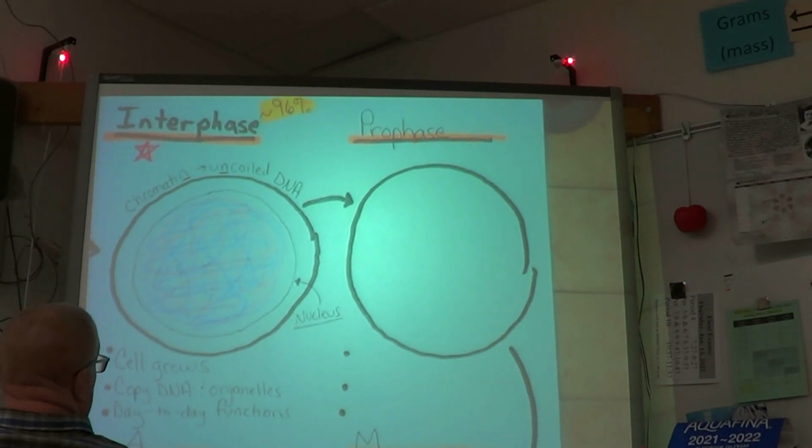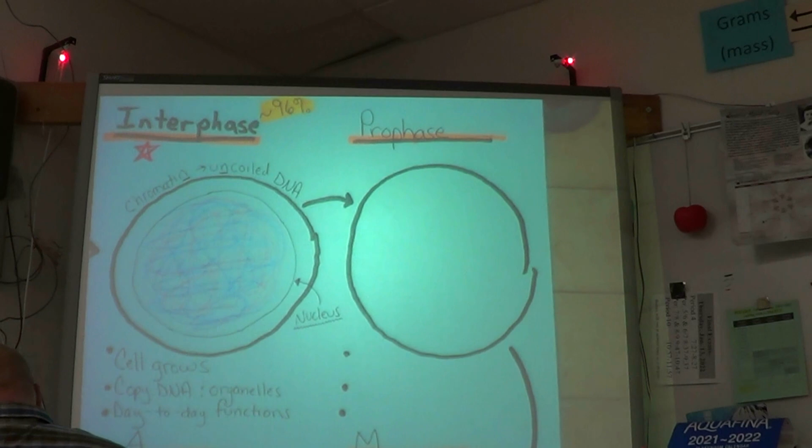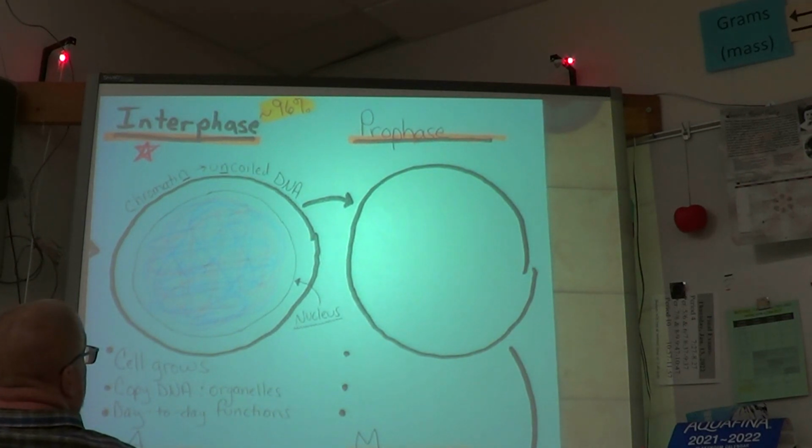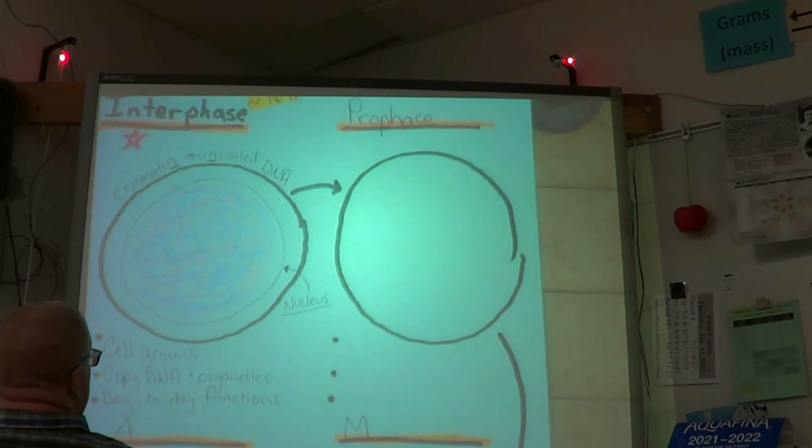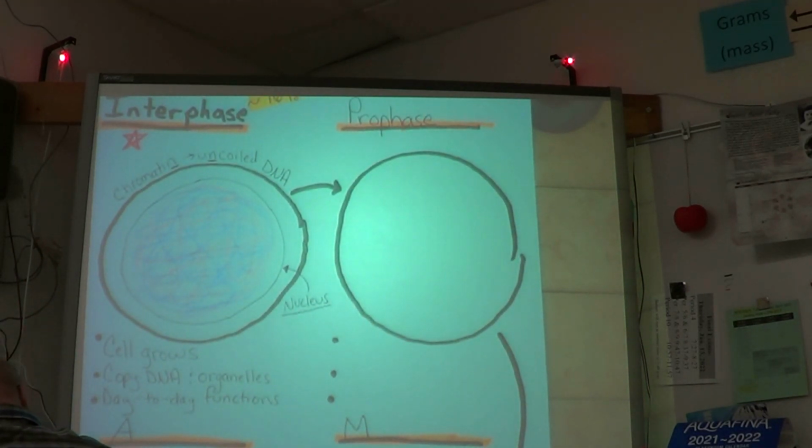So P in PMAT stands for prophase. Now let's talk about the key steps, key events that happen during prophase. So remember, the ultimate goal of mitosis is to create two genetically identical daughter cells. So we have to go through and divide all of our genetic information.